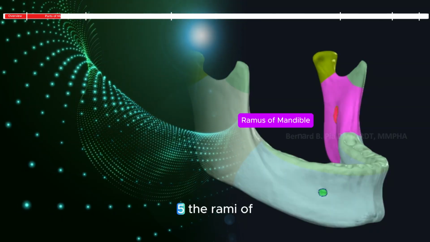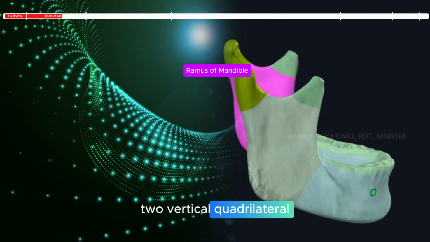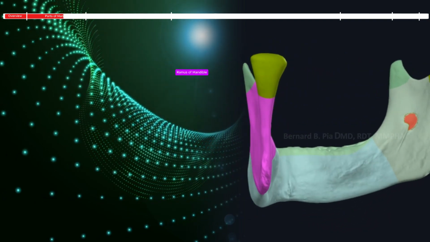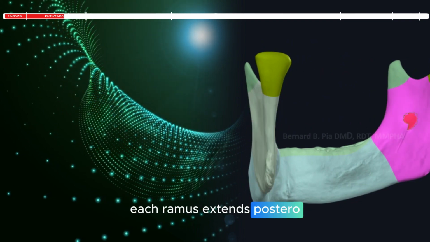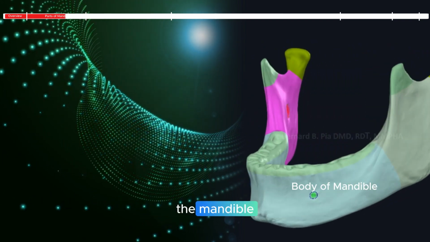5. The rami of mandible. Mandibular rami are the two vertical, quadrilateral, posterolaterally located parts of the mandible. Each ramus extends posterosuperiorly from the posterior ends of the body of the mandible.